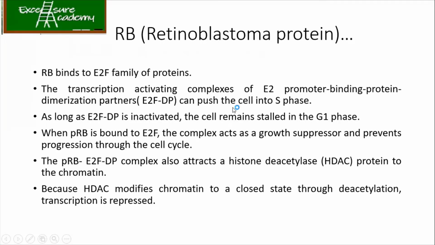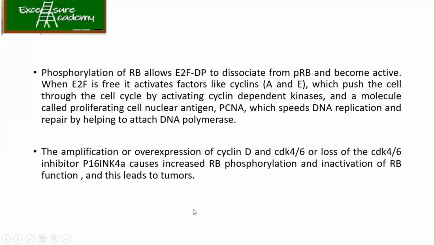Now it will result in the synthesis of your cyclin E. That is when the cyclin D to E it is going, it means the cell is going from G1 to S phase. Okay. So when it is bound to E2F, the complex acts as the growth suppressor and prevents the progression through the cell cycle. Now, it also attracts HDAC protein to the chromatin because HDAC modifies chromatin to close it through deacetylation. Transcription is repressed. Now, what is happening? Just the opposite. Now phosphorylation of RB is there. So E2F is free. It is dissociated from the RB.